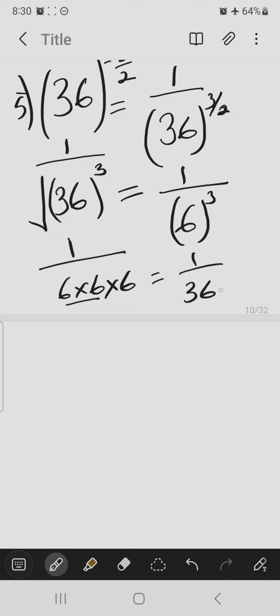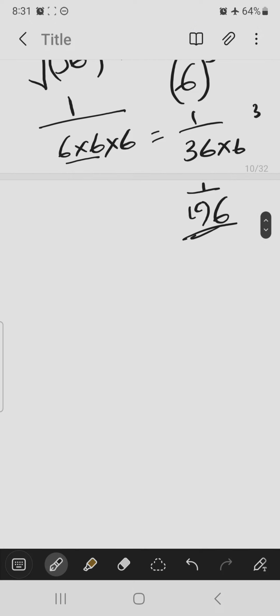This one is going to be 36 over 6 multiplied by 6. So this one is going to be 36 multiplied by 6. So 6 times 6 is going to be what? 6 times 6 is going to be 36. And I hope you understand this, 1 over this. I hope you understand it.